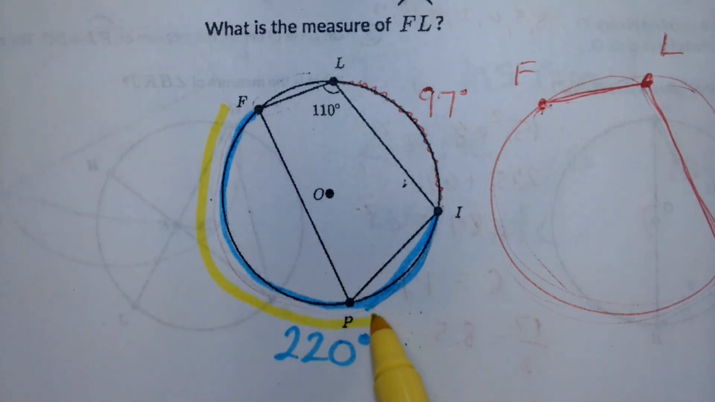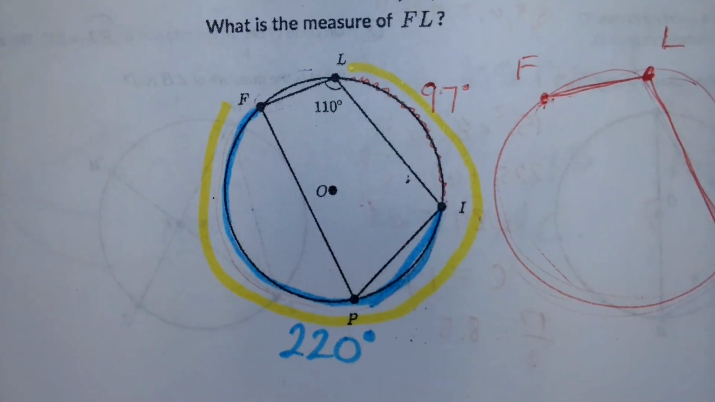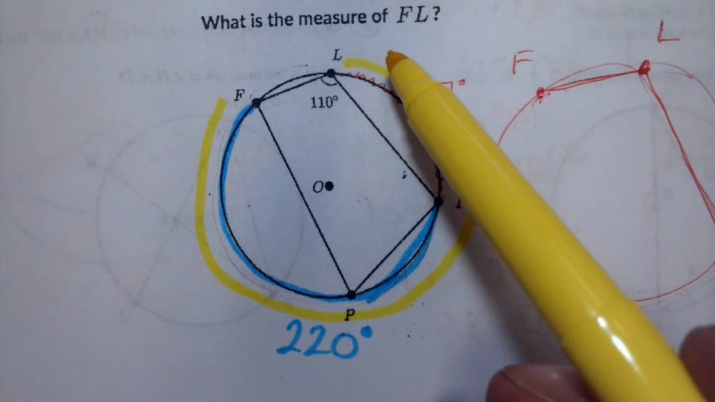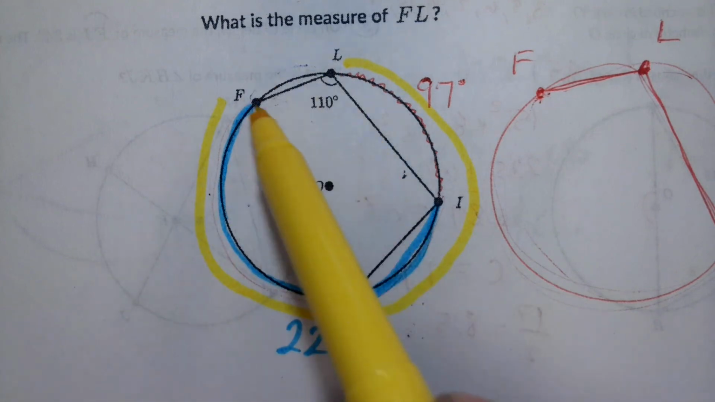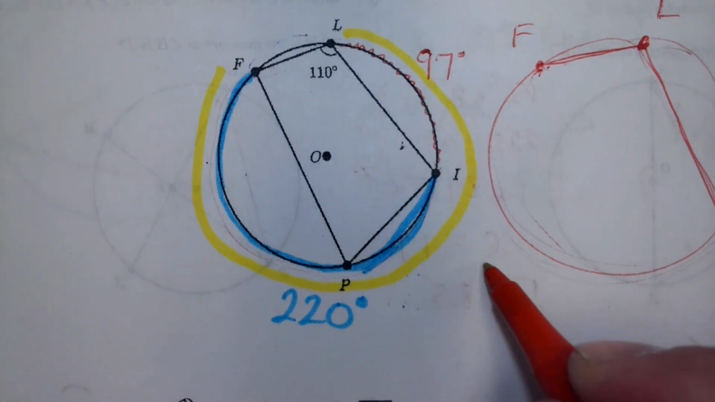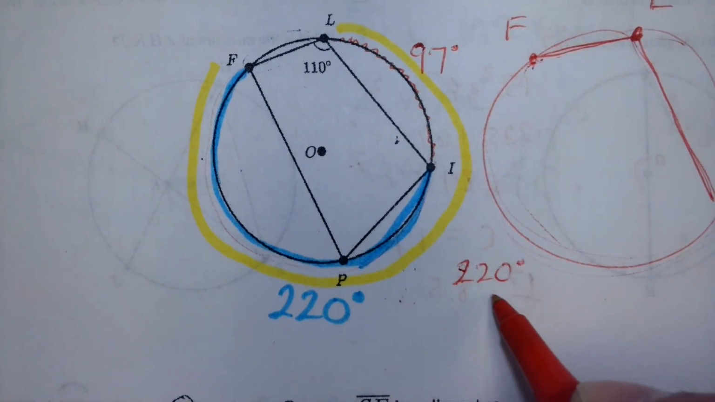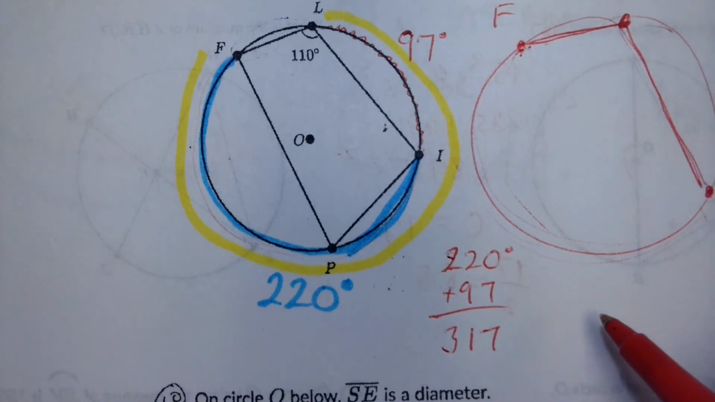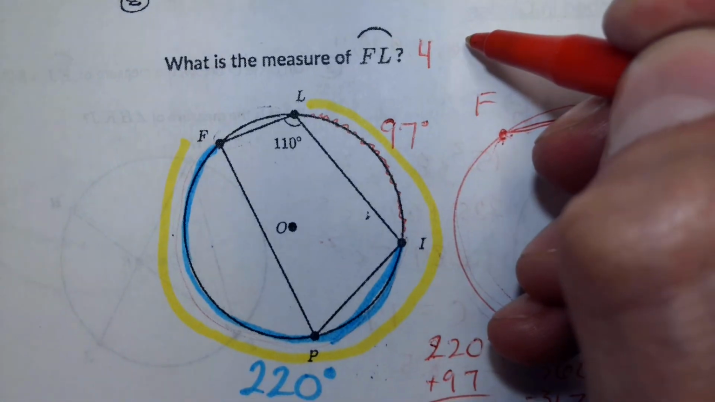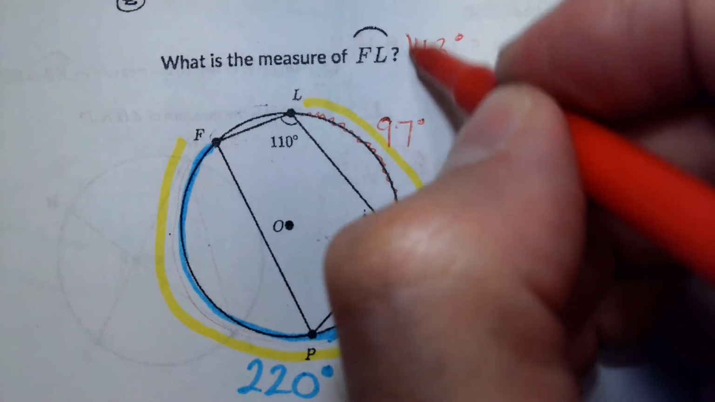From F, you can just add it and then subtract it. 220 plus 97 is the yellow highlighter, and then 360 minus the yellow highlighter, and we get 43 for FL. So 220 plus 97 is 317, and 360 minus 317 is 43. And that's what we have for FL.